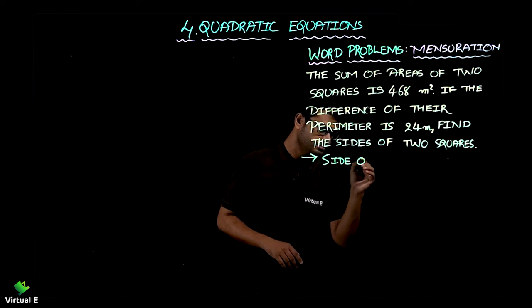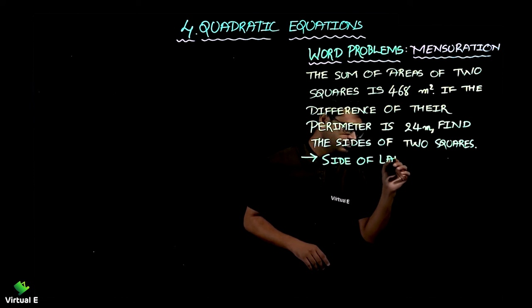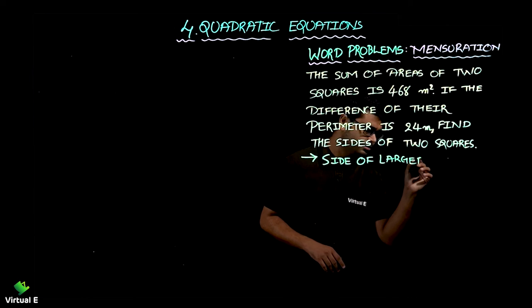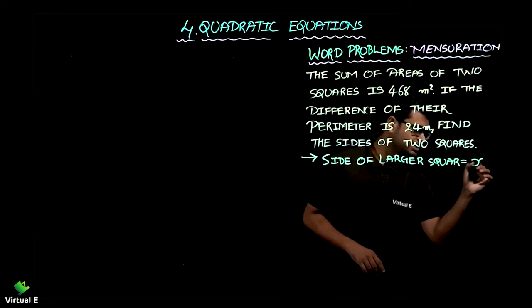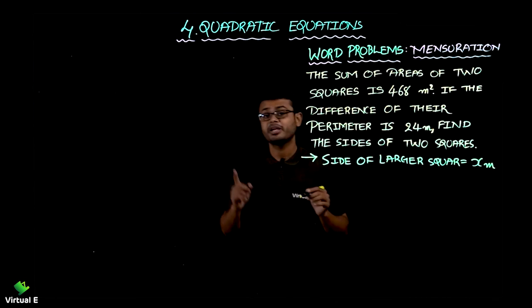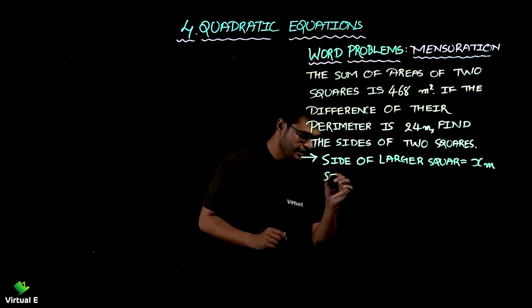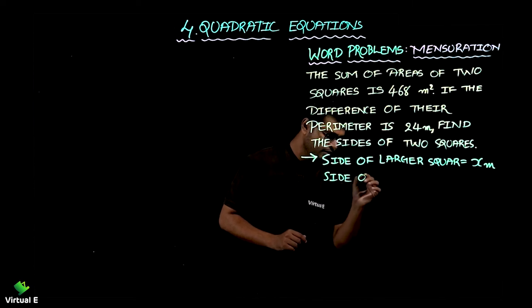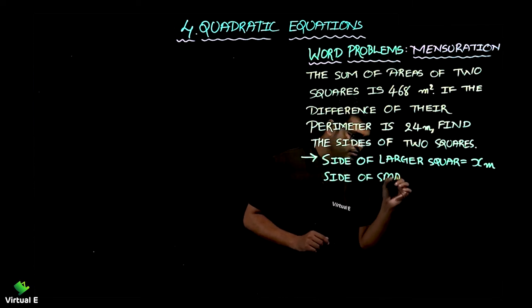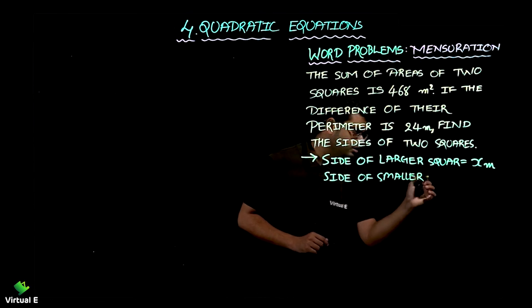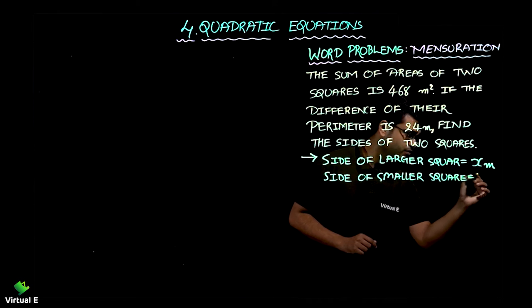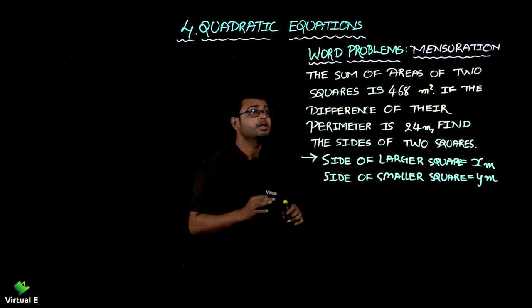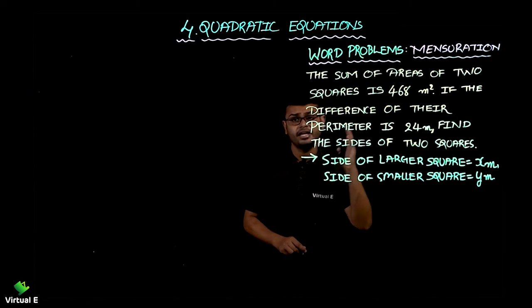Side of the larger square is equal to x meter. Don't forget to mention the unit, very important. And side of the smaller square is equal to y meter. Done? Simple. So first of all, we need to find their areas.